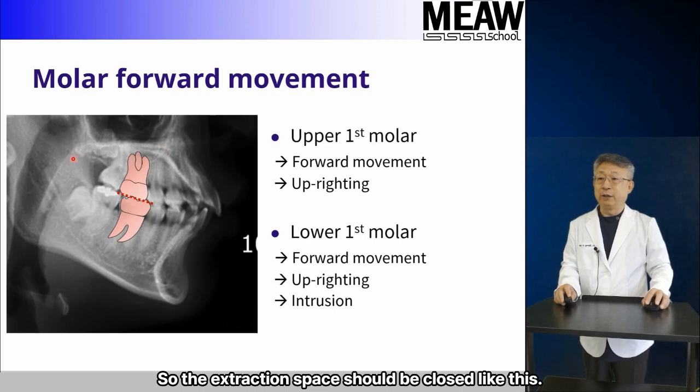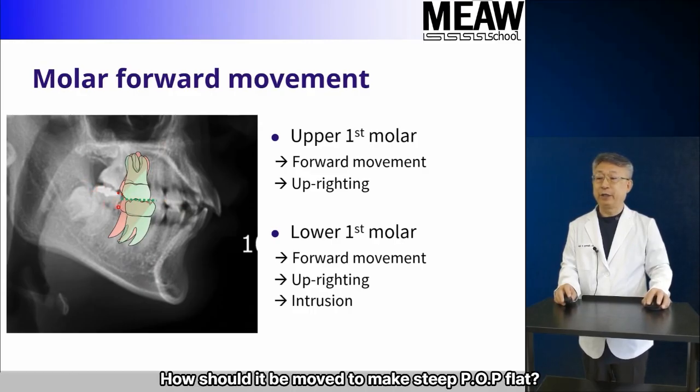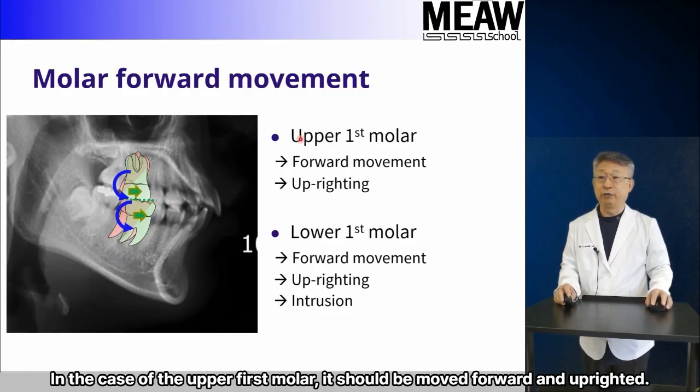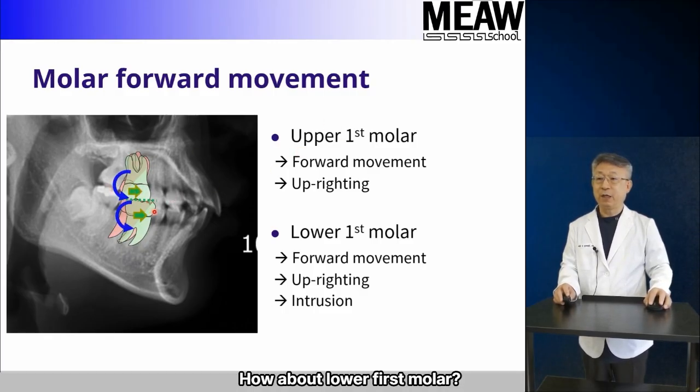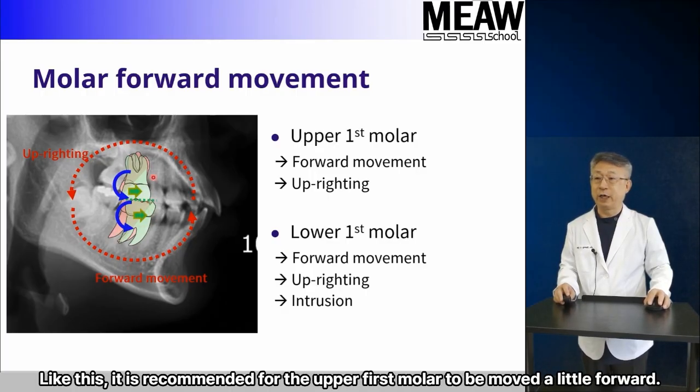So the extraction space should be closed like this. When the space is closed, we should change steep POP to be flattened. How should it be moved to make steep POP flat? In the case of the upper first molar, it should be moved forward and uprighted. How about the lower first molar? It should be moved forward, uprighted, and intruded. Like this, it is recommended for the upper first molar to be moved a little forward.